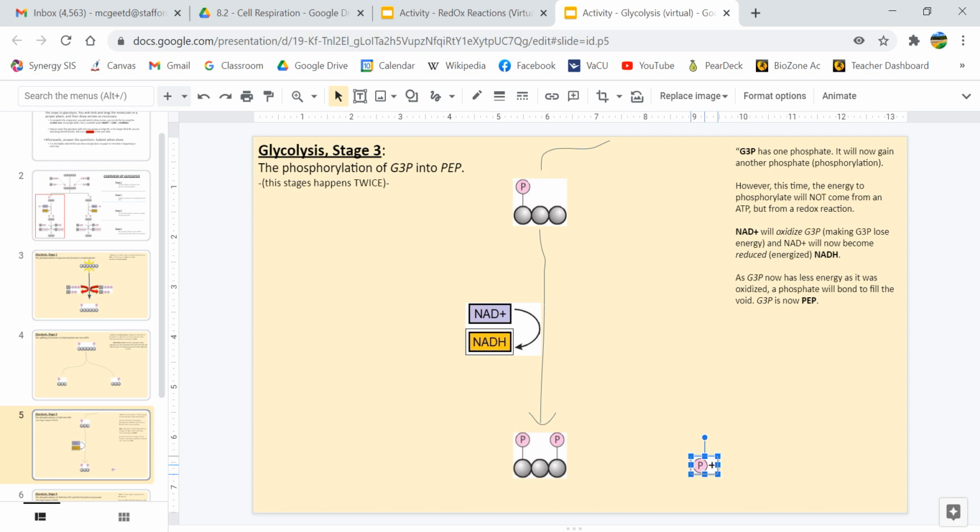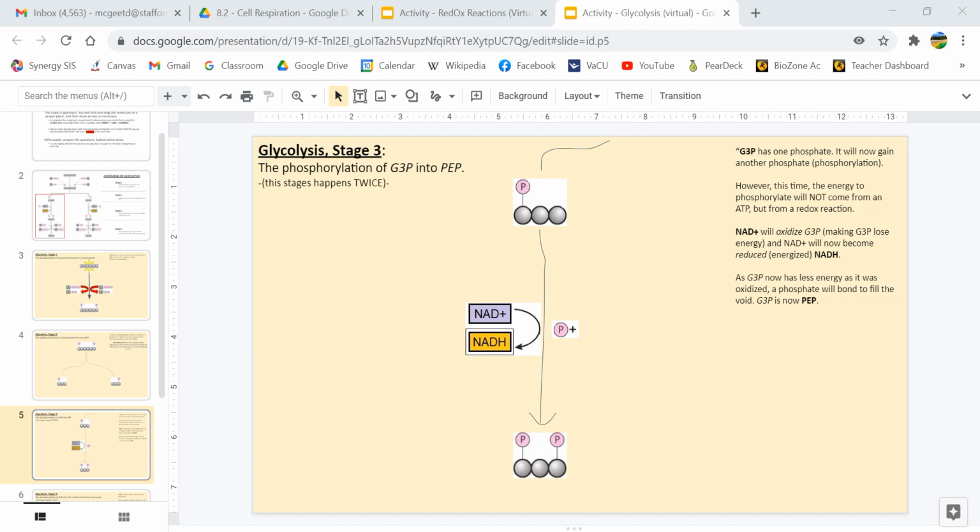And by doing that, we are able to replace that energy with a phosphate. And that's where this phosphate comes in here. So we did the exact same thing we did in the first step, where we are adding a phosphate, but we didn't use an ATP. Instead, we used oxidation-reduction reactions to do this. So we stripped off the electron energy, and by losing energy, we were able to replace that vacuum and add a phosphate to the end there.